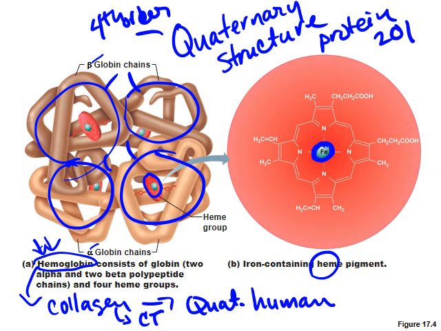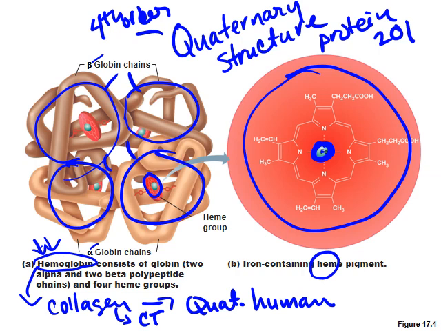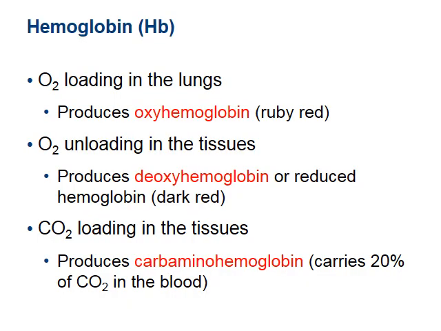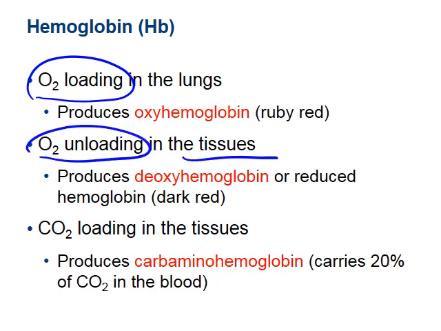So I'll say that again. If you start inside, deep, you have an iron atom, then you have this red heme pigment, and then you're going to have a globin protein. Hemoglobin is going to load in the lungs, and then it's going to unload in the tissues. So this makes sense, right?